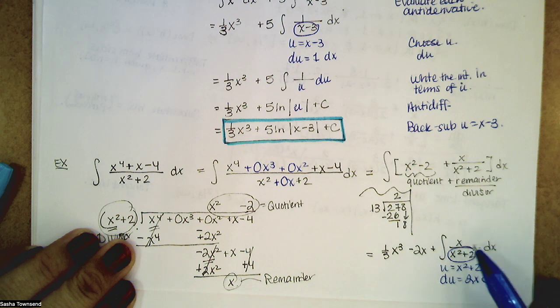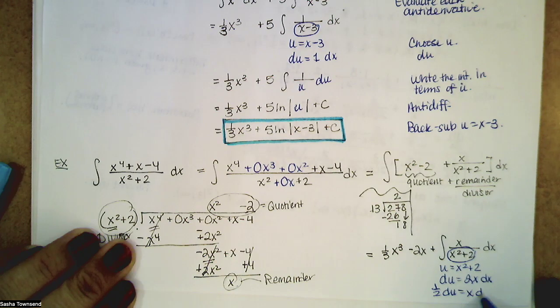We say, almost, we've got an x dx. So that's great. We can just get rid of that 2. And then if we got rid of that 2, then we'd have an x dx. We can solve this equation for x dx if we multiply both sides by 1/2. So we have 1/2 du is x dx.